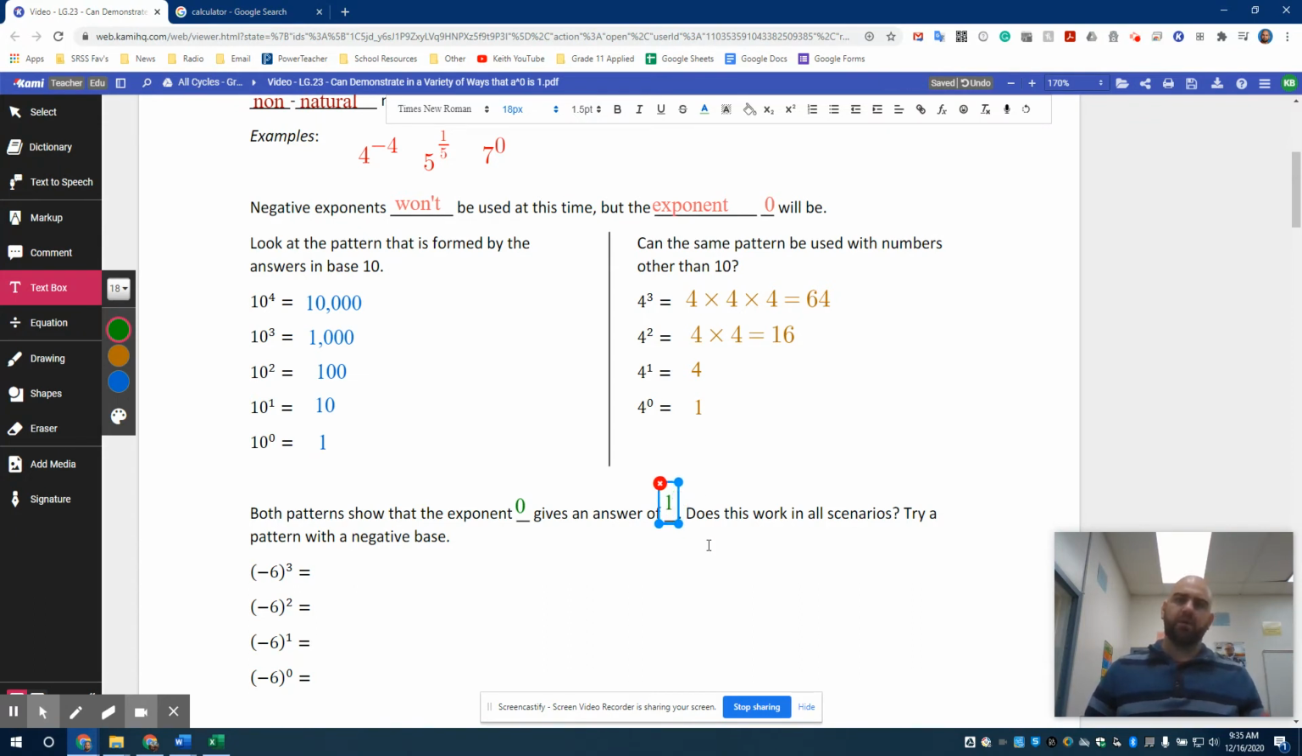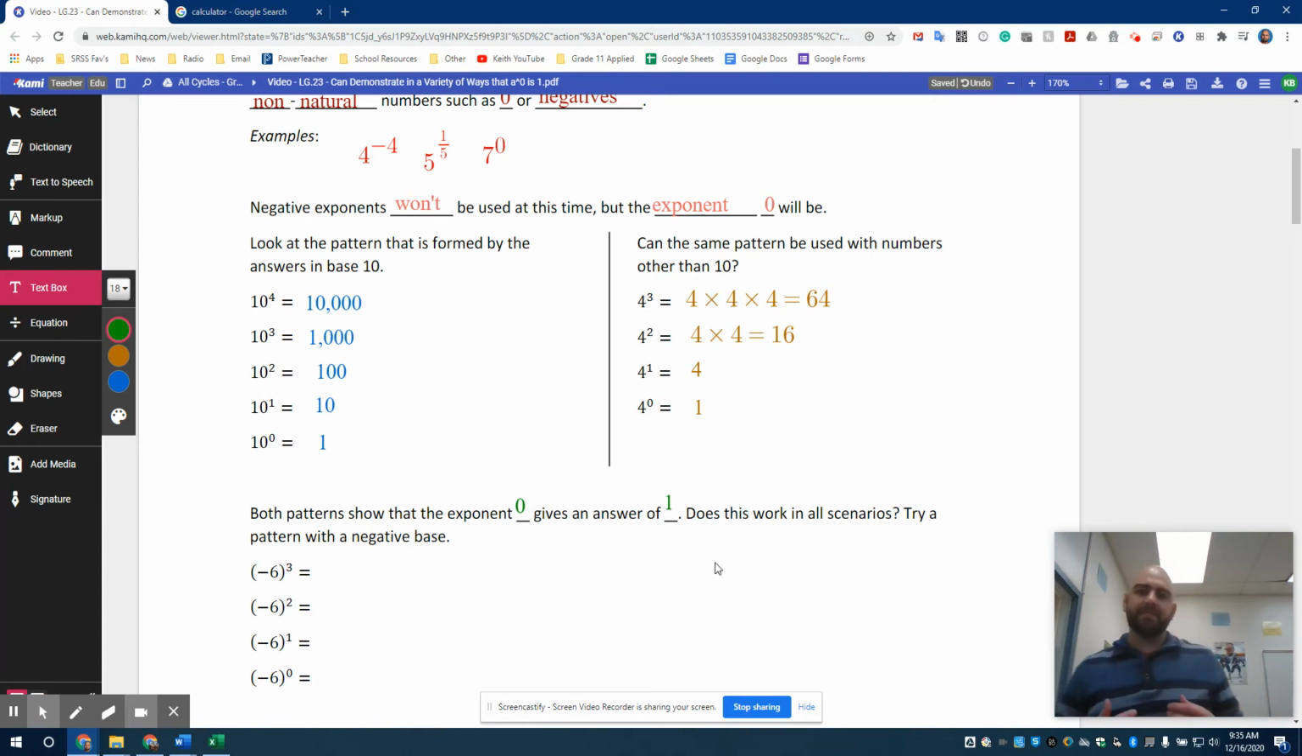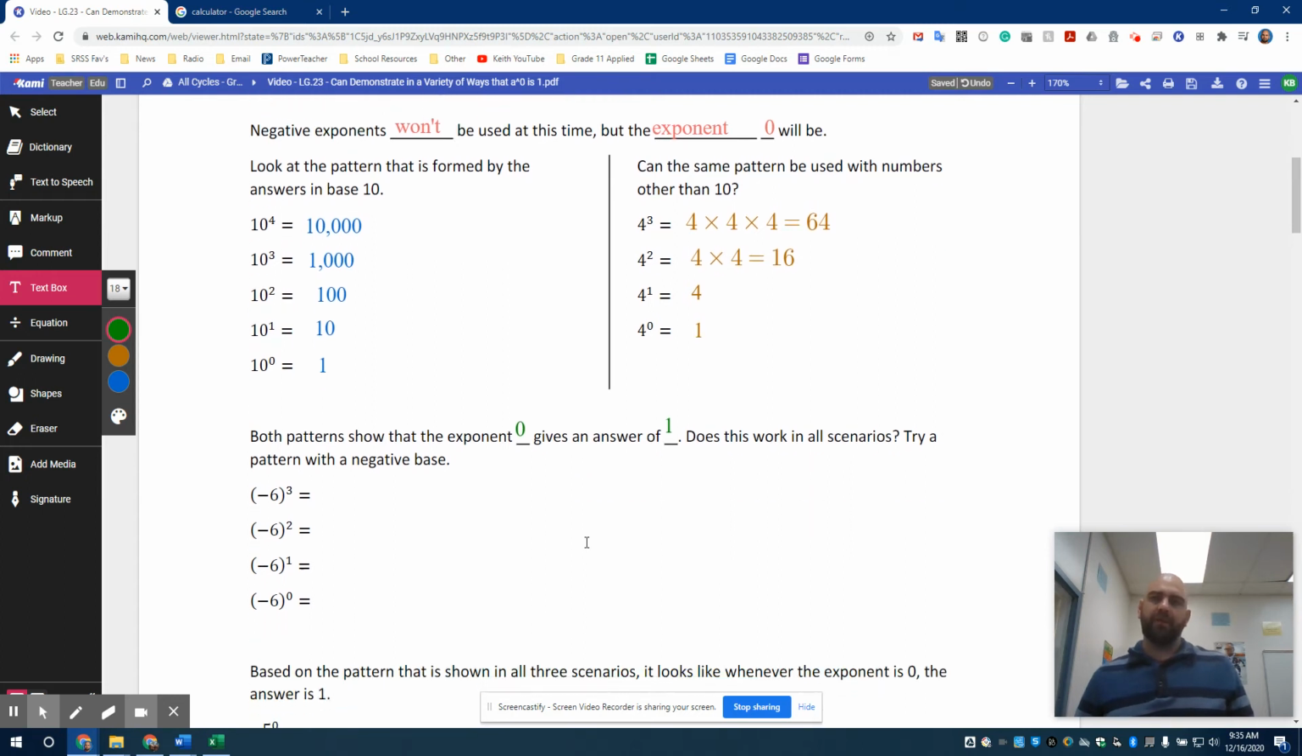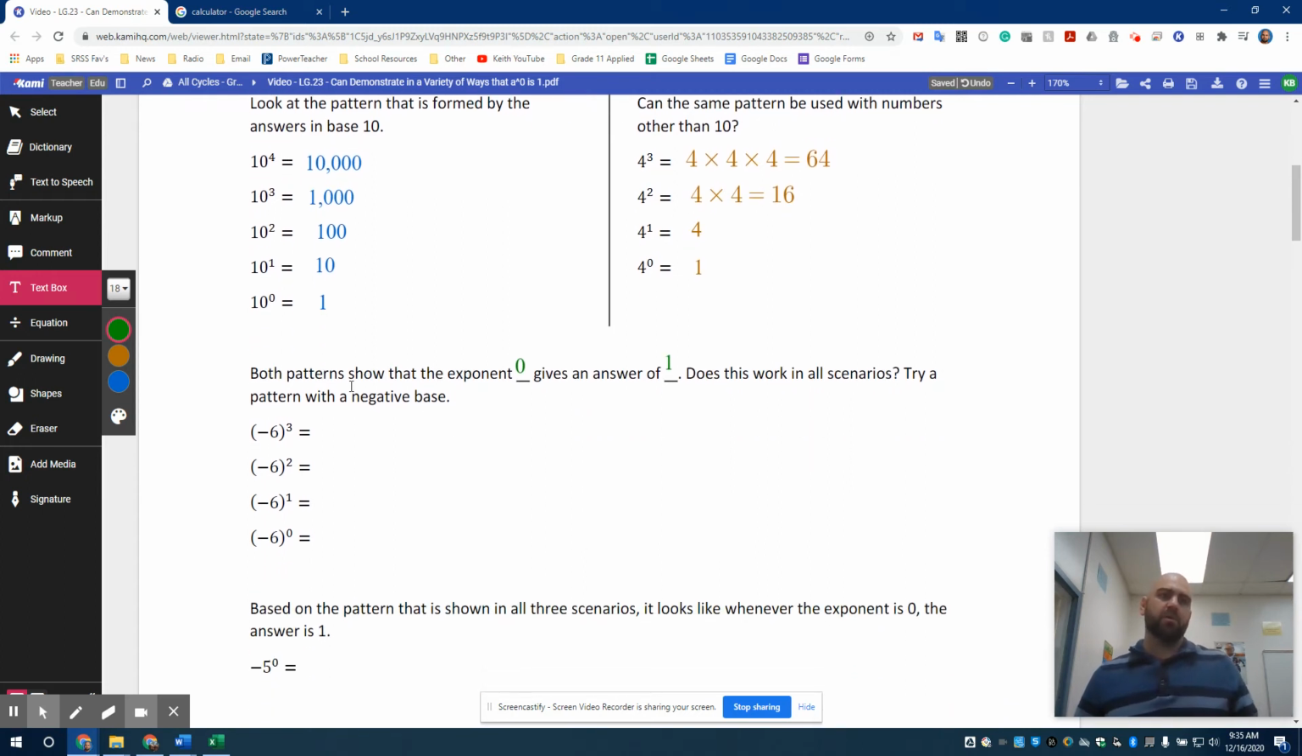Okay? But does this work in all scenarios? Now, when we do an inductive proof, inductive proof means that we are taking a pattern and trying to build off that pattern and trying to see more on that pattern. Let's see if it works with a negative base. Does that same pattern work with a negative base?